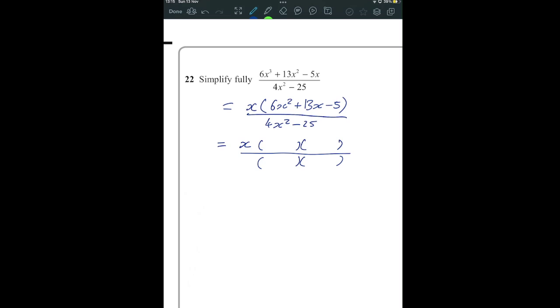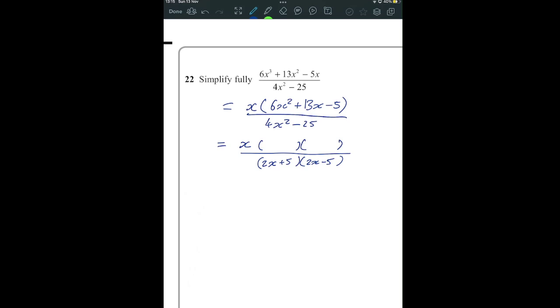I'm going to do the bottom first because I recognise that as a difference of two squares, a 2x plus 5 and a 2x minus 5. Now what that also allows me to do is cheat. The question says to simplify, so there has to be a common factor. So one of those factors in the denominator is going to cancel with one of the factors in the numerator. So either we have a 2x plus 5 or a 2x minus 5.